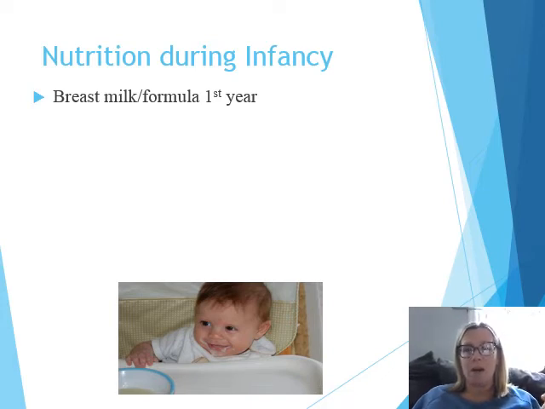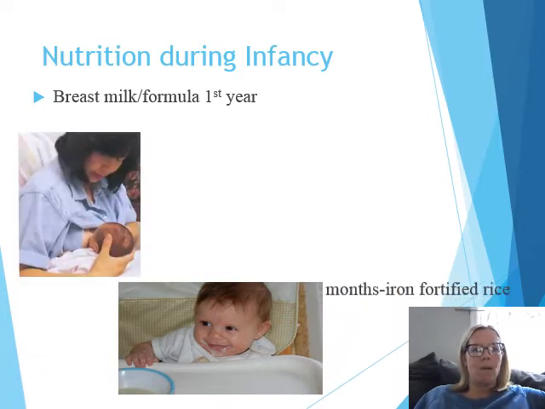Follow-up formulas, or next step formulas, don't really give any advantage over regular formula after the first 6 months. And they actually can provide too much protein, according to the American Academy of Pediatrics.